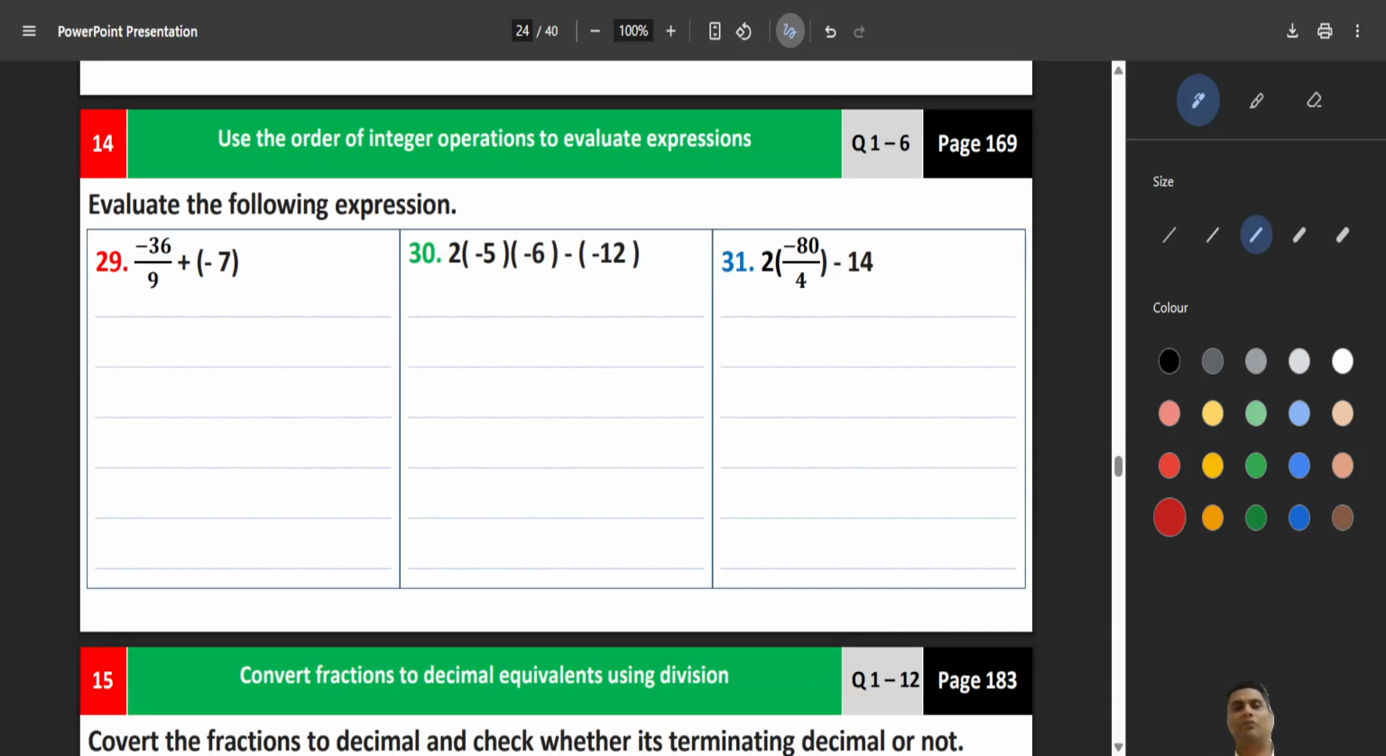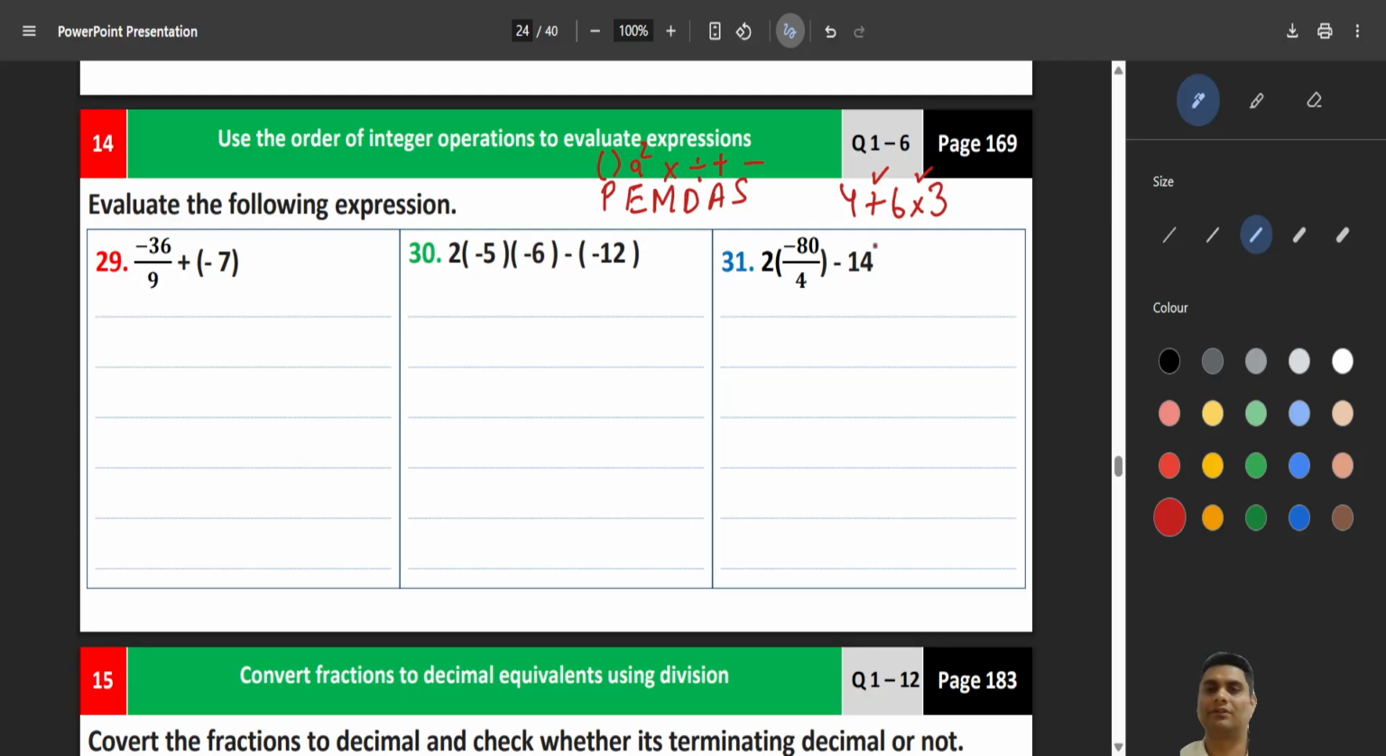Now question number 14 will be based on integer operations. What are integer operations? PEMDAS. Remember this. PEMDAS. P means parenthesis, E means power, M means multiply, D means divide, A means plus, S means minus. So if a question comes, for example, 4 plus 6 multiply 3. Here I have plus also and multiply also. What should I do first?